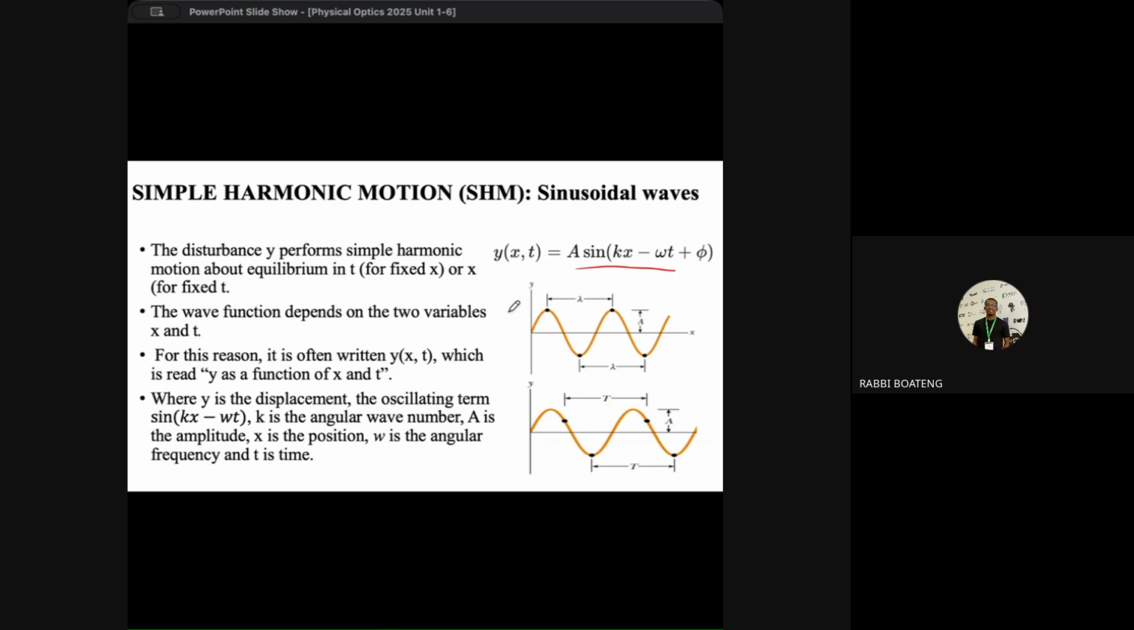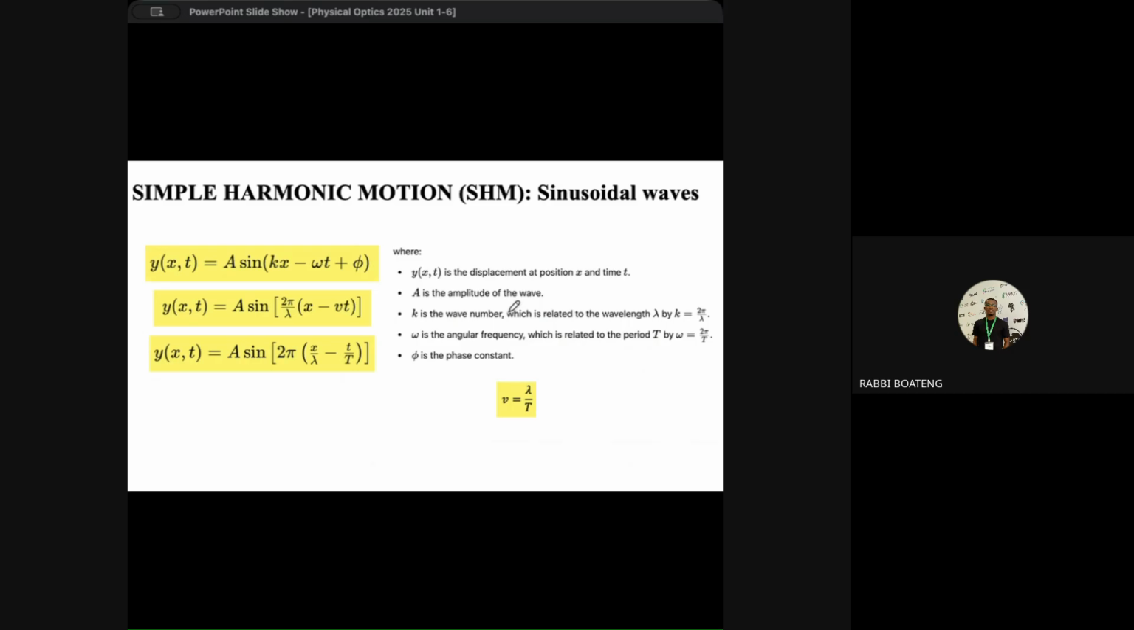Is that okay? Now, I've shown you this equation before, and this equation can be derived in other forms because this wave number has its own formula, and the angular frequency that we have here too has its own formula. And the wave number here, the formula is 2 pi on lambda. 2 pi on lambda. And the lambda here is wavelength. Is that okay? And that angular frequency is related to period. So we write 2 pi on T.